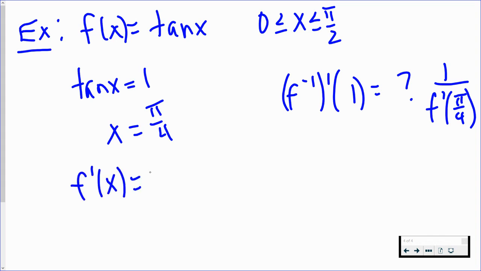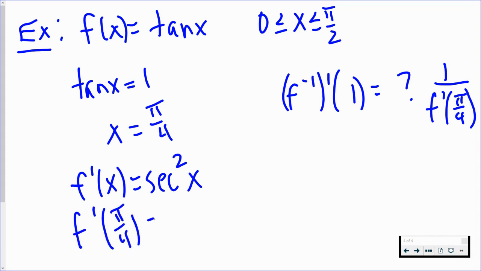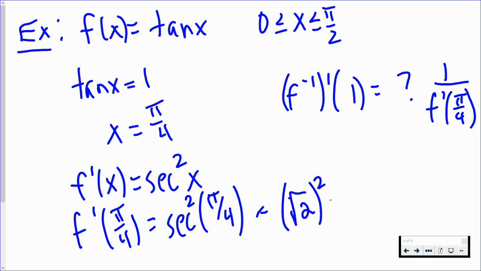F prime of x is secant squared of x. If we plug in pi over 4, we would have secant squared of pi over 4. Secant of pi over 4 is square root of 2. Square root of 2 squared is going to give us 2. So now we know the derivative of the inverse function at 1 is equal to 1/2. Okay?